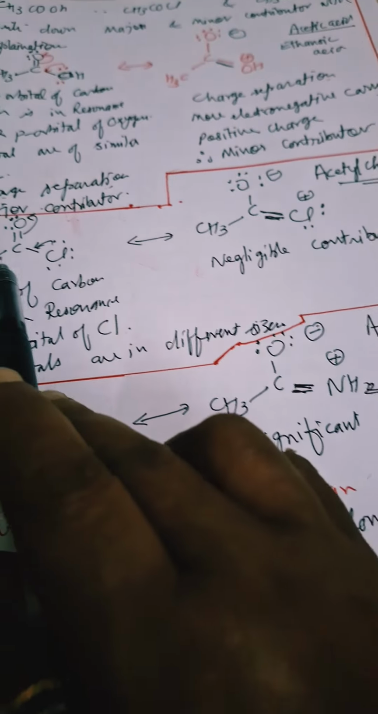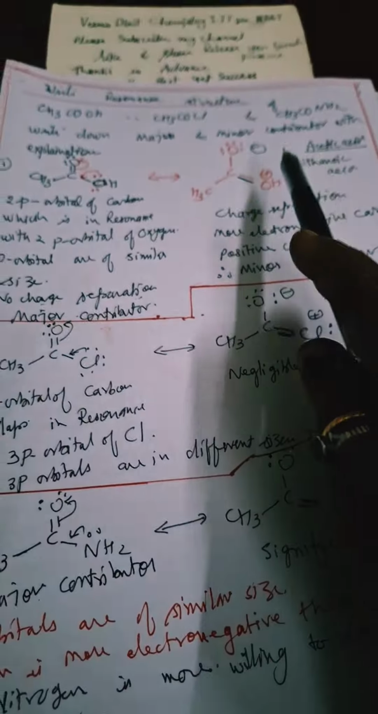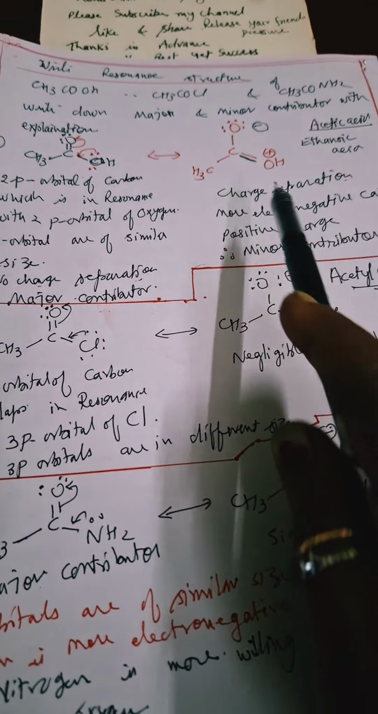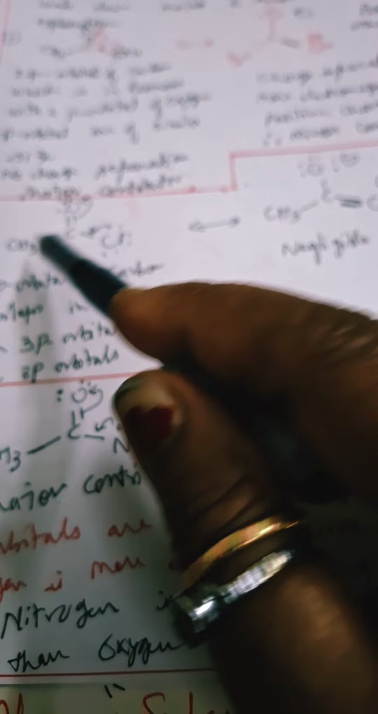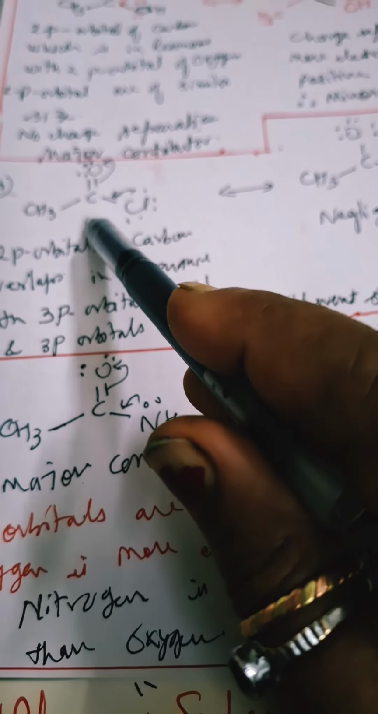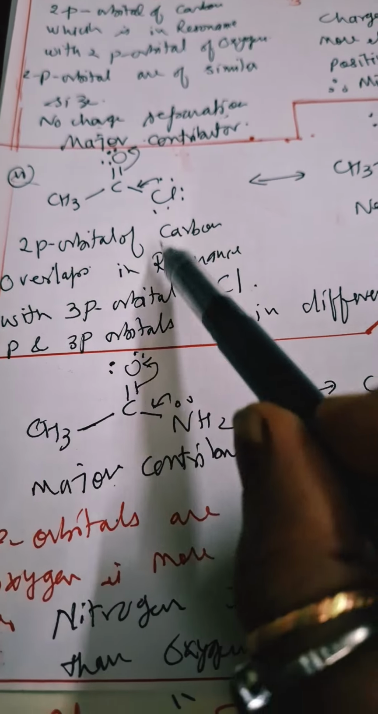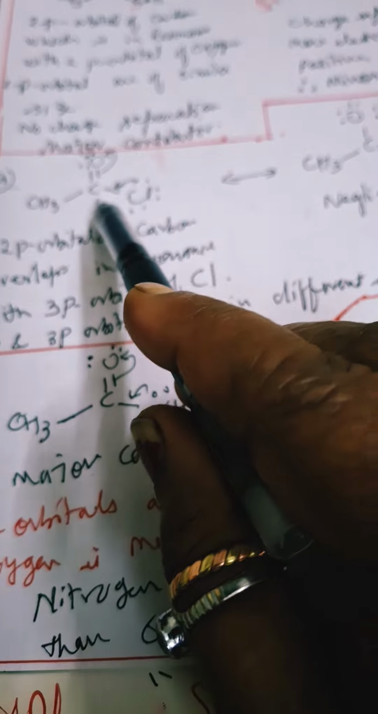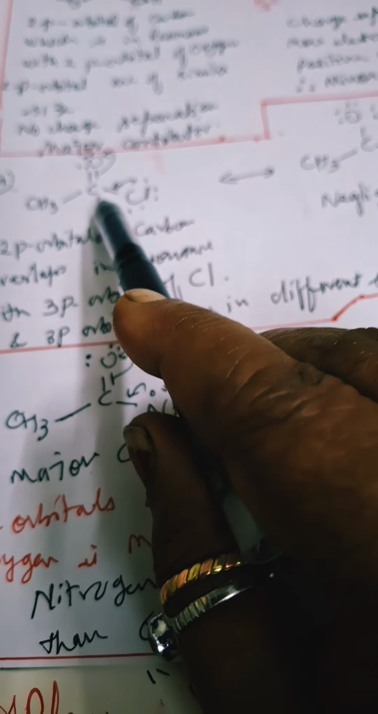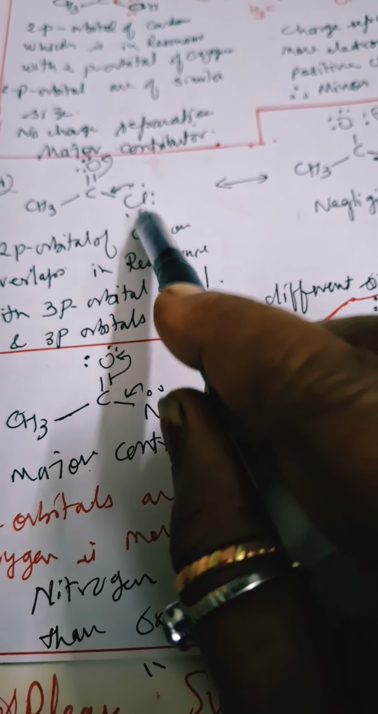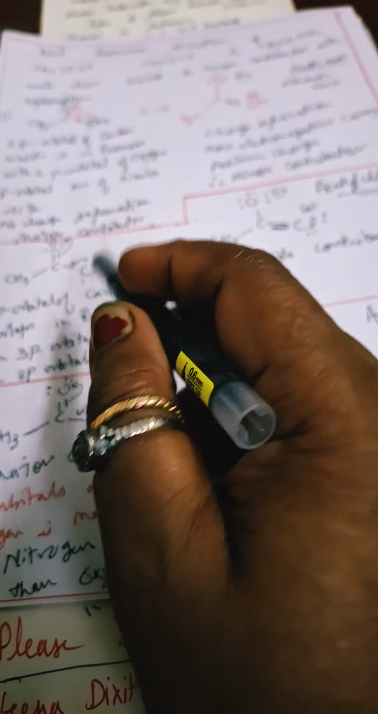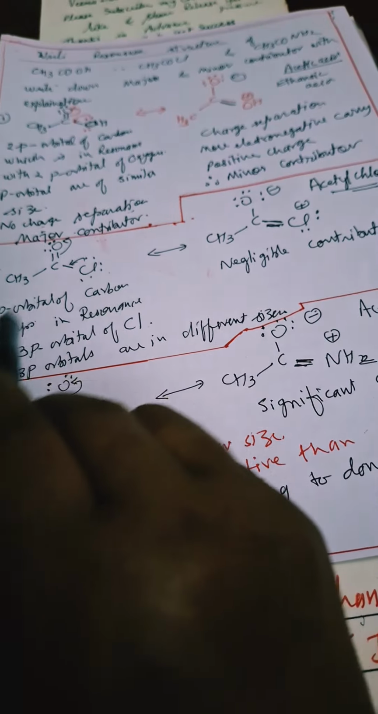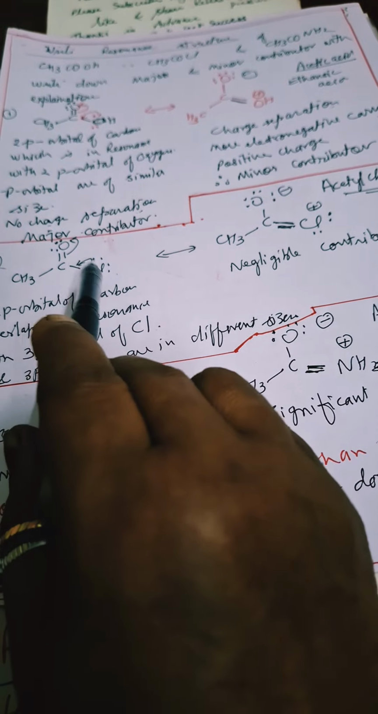Secondly, this oxygen is electronegative and carries a positive charge. This also makes it a less important contributor. Now CH3 COCl: here the 2p orbital of carbon will overlap with the 3p orbital of Cl. So it is not that much major overlapping, but still there is resonance between them.